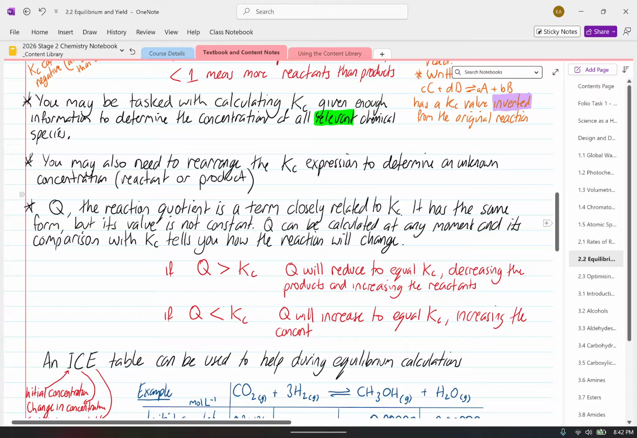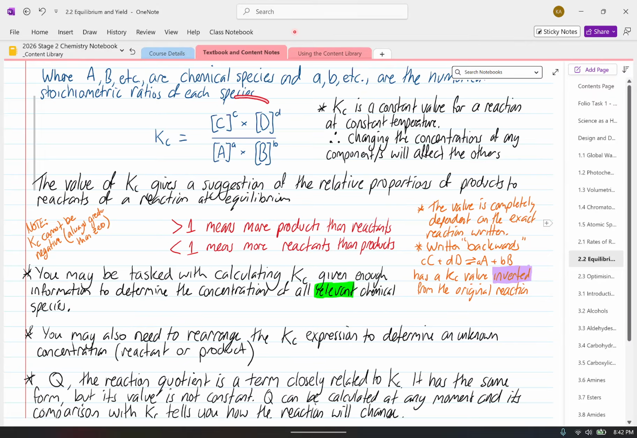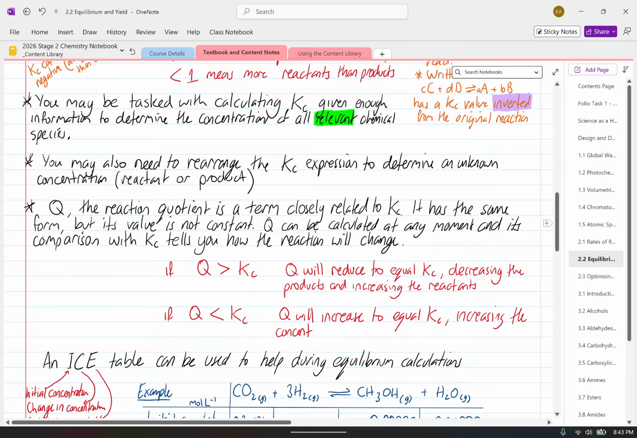But we can plug in these values at any time of the reaction. For example, at the beginning of a reaction, we can find out what this expression is. But if it's not at equilibrium, we call it Q instead, the reaction quotient. It has the same form, but its value will not be constant. It'll be different at every time, and you can compare it to Kc to see what the reaction is going to be doing at that moment.